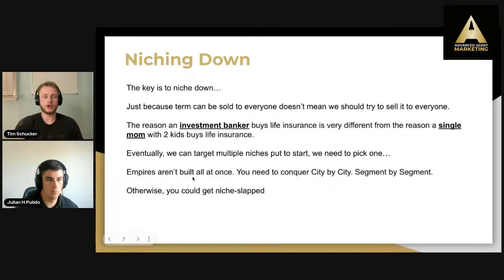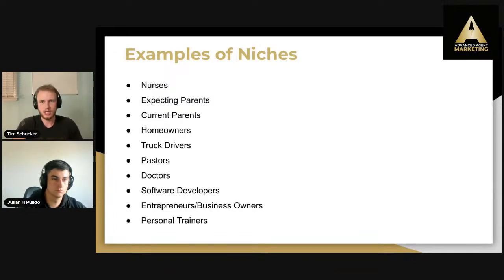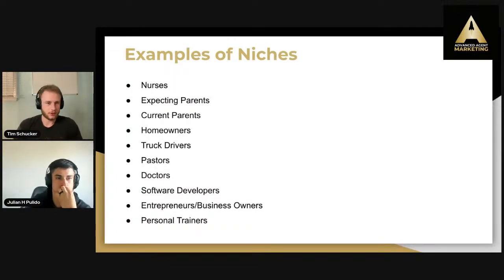Cool. So let's look at some different examples. These are niches. Some of these we have tested and targeted. Actually, most of them we've tested and targeted. Some of these are just ideas that we've had that we're going to test. But basically, these are some examples of different niches. So you could either advertise term or IULs to all of these different people. All of them would be good markets to advertise to.